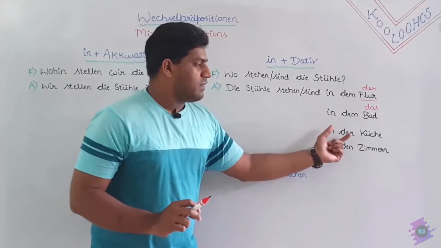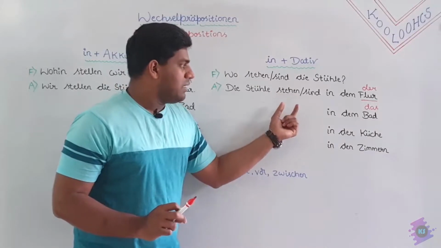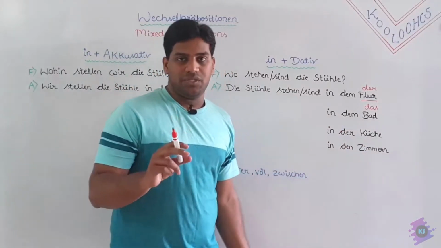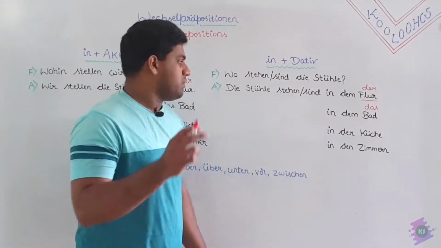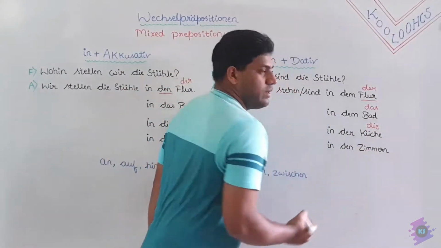Next, if the chairs are in the kitchen, we should say die Stühle stehen or sind in der Küche, because die Küche, that is feminine, changes to der Küche. Die changes to der in dative.